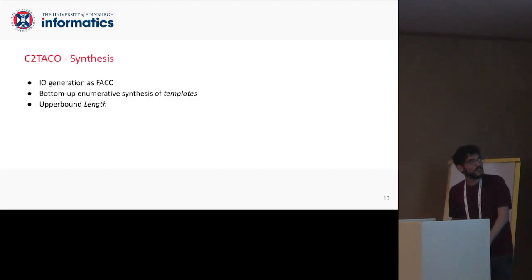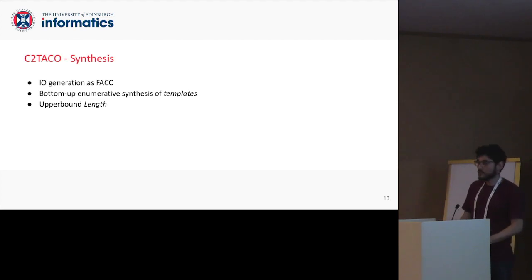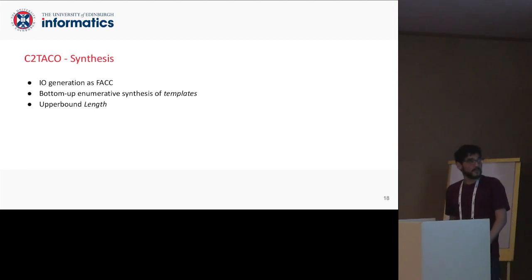So we use IO generation as in previous work. We use a methodology that uses value profile files where you can define dimensions of arrays and values of variables that you want to generate IO examples. And we use bottom-up enumerative synthesis of templates, which means that we are generating programs with template variables and that we need to find valid substitutions for those templates to concrete values from the specification. And our synthesis has an upper bound length, which I will talk about later, on how we get this upper bound for our synthesis stop.